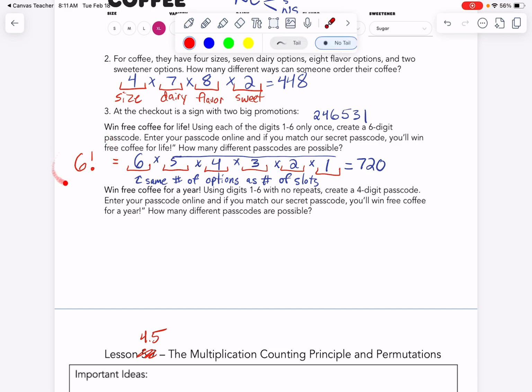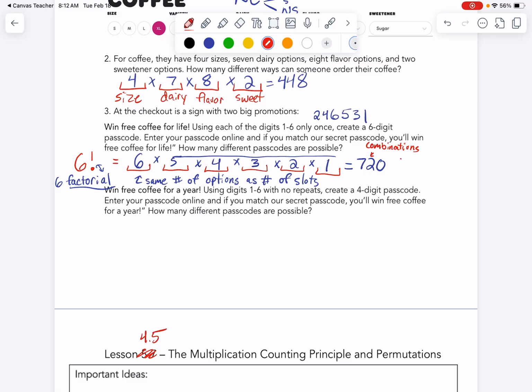Now, this number is not pronounced 6. That's not what it is. This is called 6 factorial. So that exclamation point goes with a factorial. And the root word there is factor because we're multiplying all these numbers out. So that's why we call it 6 factorial. And this gives us the number of possible arrangements when we have the same number of options as the number of slots.